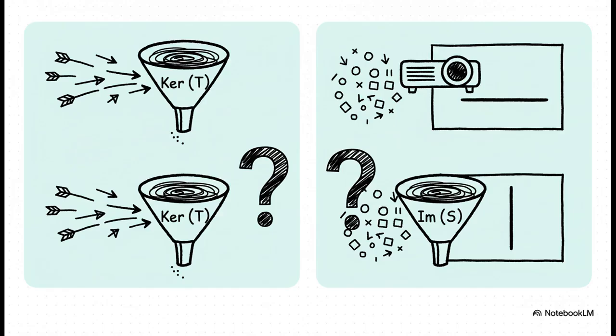Claim 1: if two matrices are row equivalent, does that automatically mean their kernels are identical? And remember, the kernel is just the set of all the input vectors that a transformation squashes down to 0. And then, claim 2: does it also mean their images, the set of all possible output vectors, are also identical?